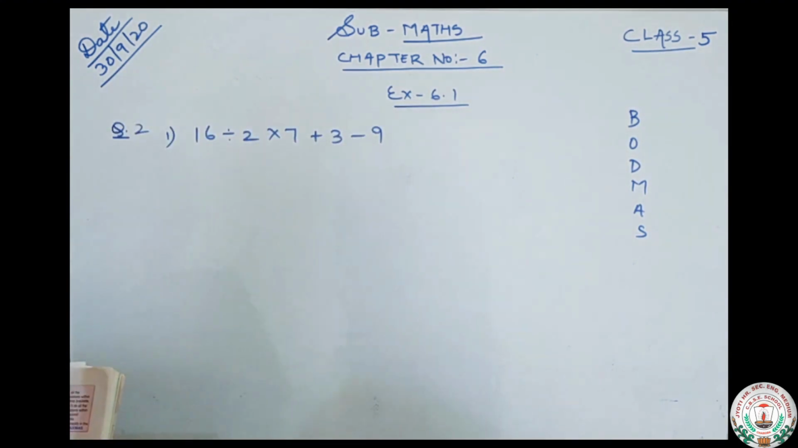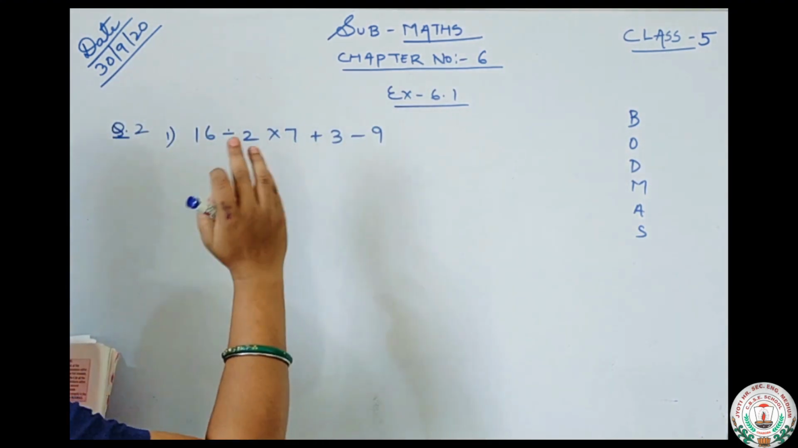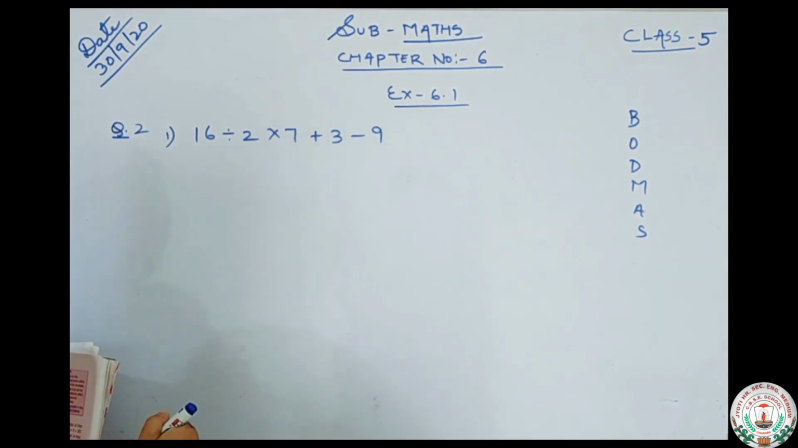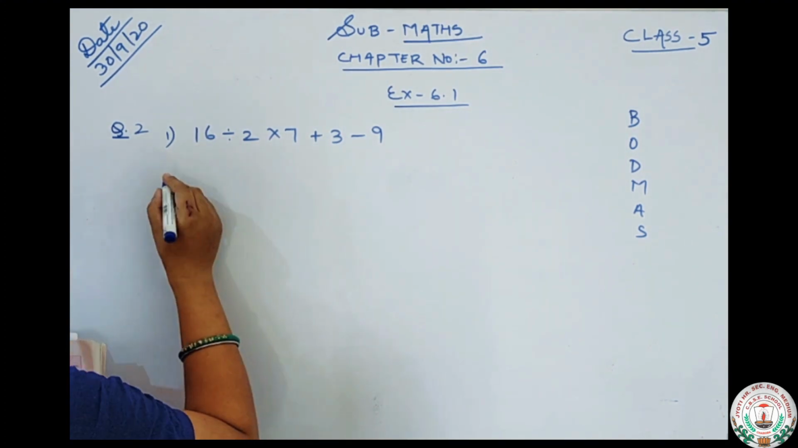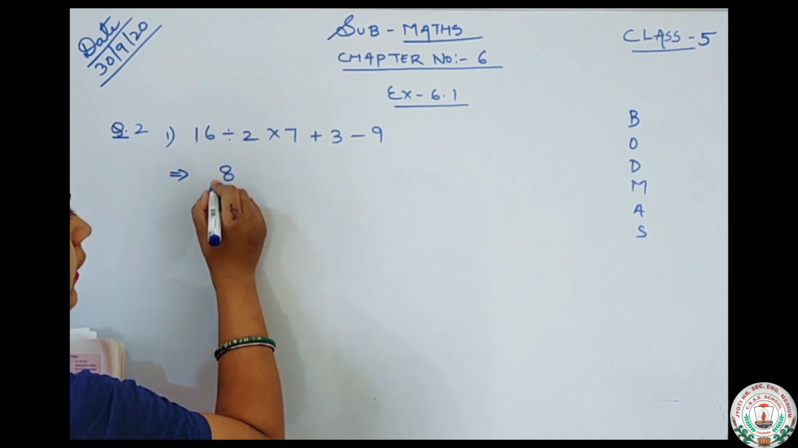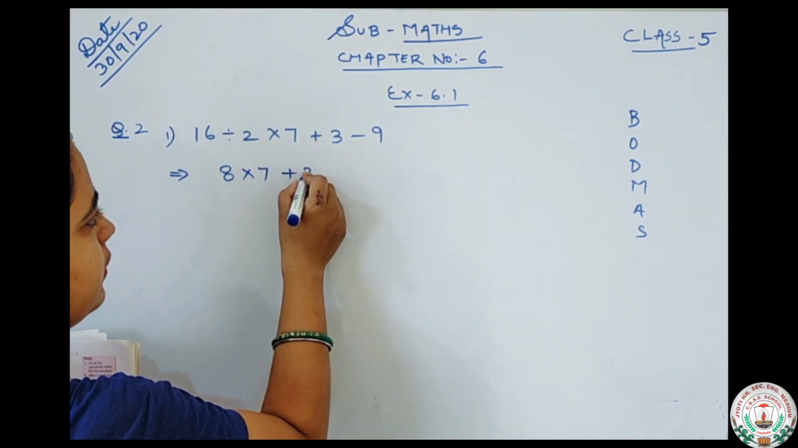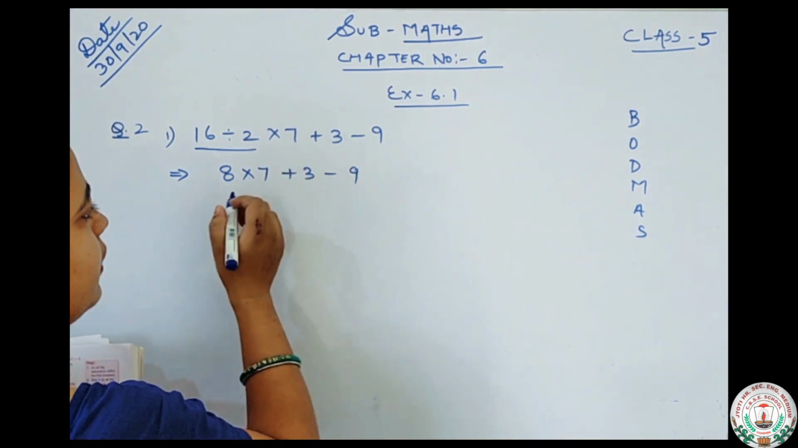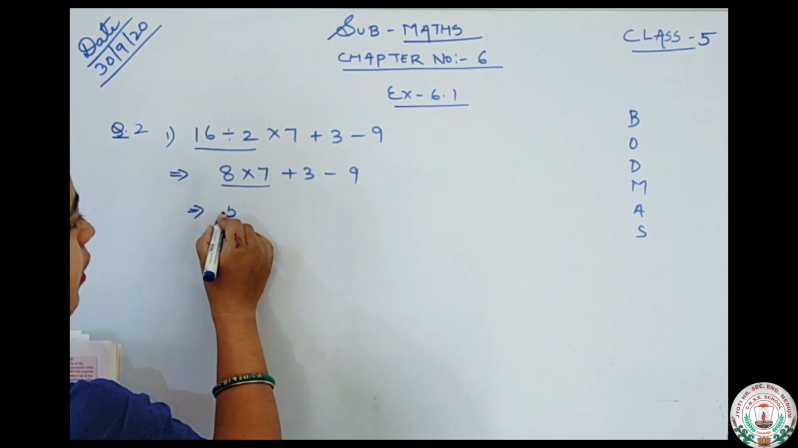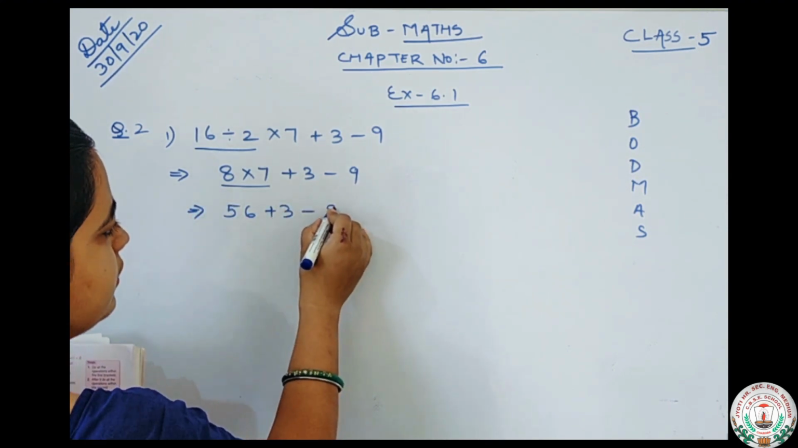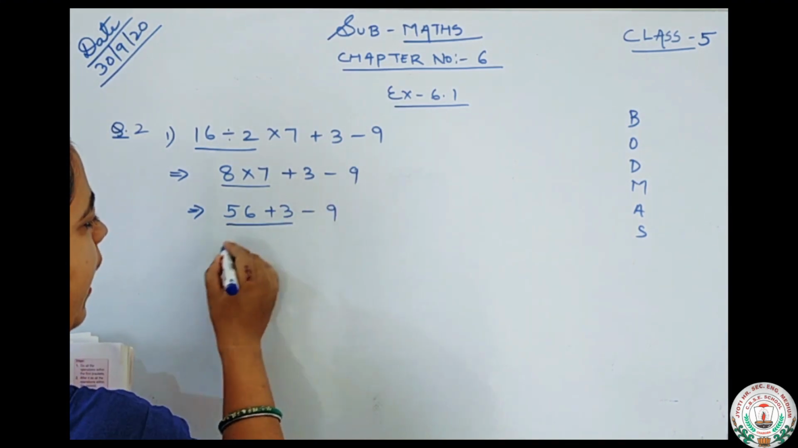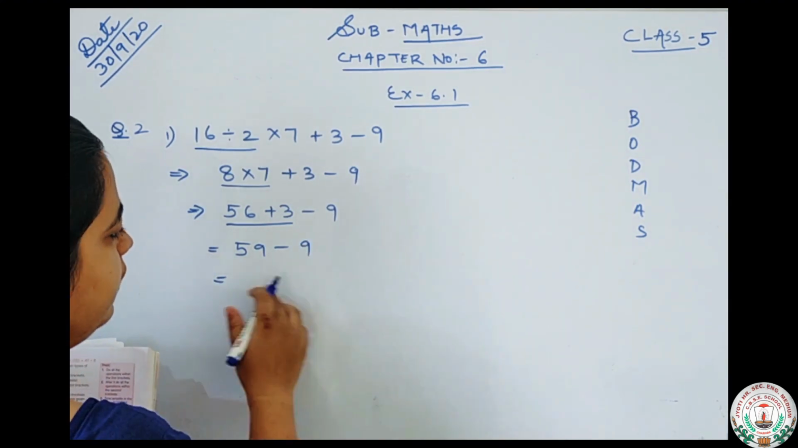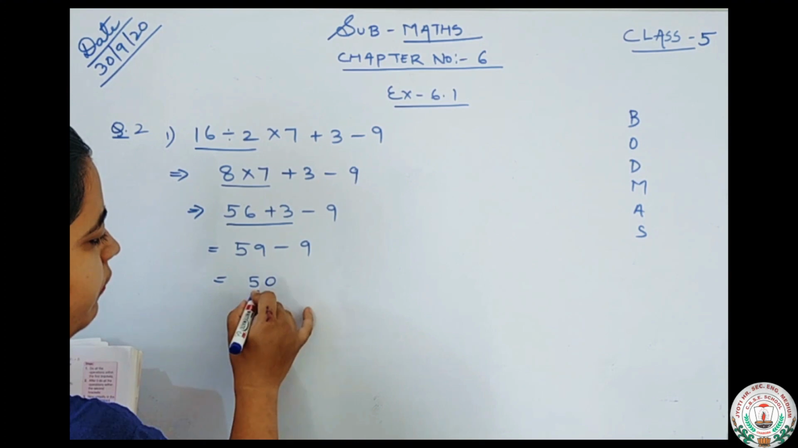First, what will we do? First bracket: no bracket is there, so we will leave that. Of: no "of" is written, so we will leave that. Divide. We will divide first. 16 divided by 2, what do we get? 8 into 7 plus 3 minus 9. After division comes multiplication. You will multiply this: 8 sevens are 56 plus 3 minus 9. Then addition: 56 plus 3 is 59 minus 9. Then you will subtract. 59 minus 9 is 50.